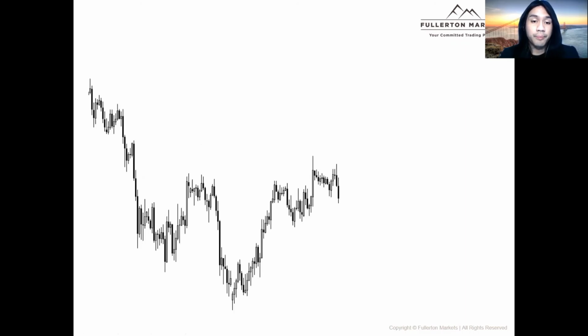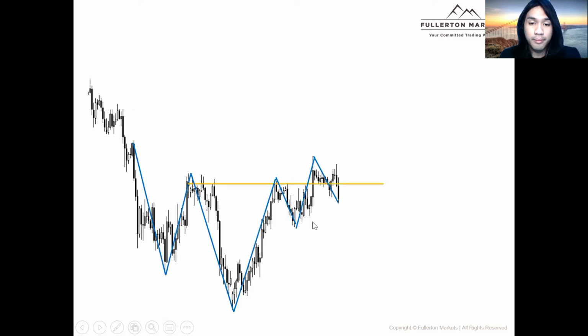So this is a bullish head and shoulders pattern. As you can see here, prices go down, we have formed the shoulder. Prices go even lower, we have formed the head. Prices go down again, we have formed another shoulder. Shoulder, head, shoulder. Price breaks out and is retesting the neckline.